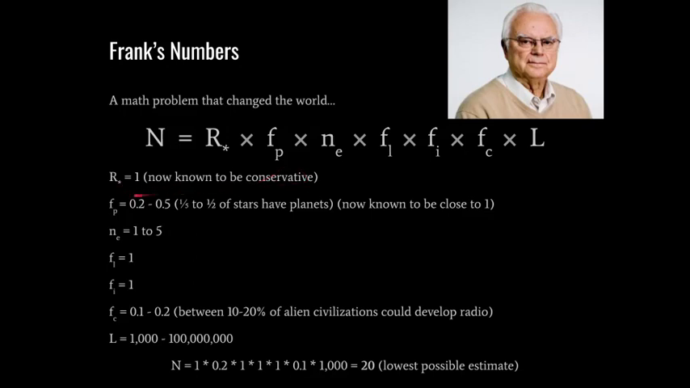The next number, the fraction of those new stars that end up having planets. He thought, back in his time, that between a fifth and a half of stars would have planets. That's what they thought back in his days, like the 80s. Nowadays, after using some of our more high-tech telescopes that I'll tell you about later, we know that that number is much closer to one, meaning that one out of one, 100%, almost every star has planets.